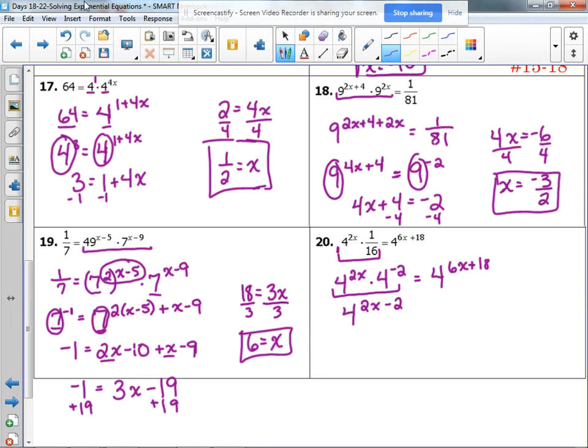2x plus -2 is the same as 2x minus 2. Okay, don't let that freak you out. I'm not actually subtracting. It was just a -2, so that's the same difference. Now we've got the same base. We can set the exponents equal.